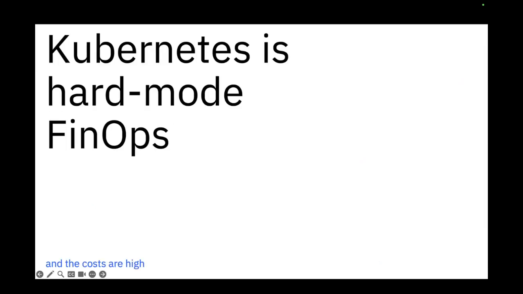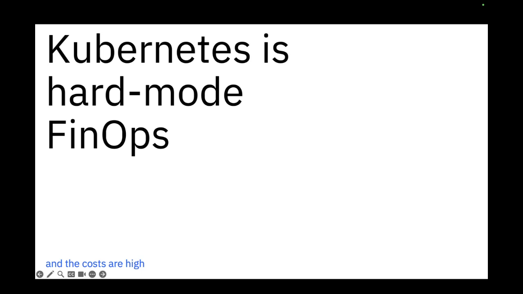And because of all these things, because of the volatility, the fact that I might have 2,000 containers today and 8,000 containers tomorrow, and it doesn't always just follow the sensible path of developing apps, increasing the size of those apps, adding customers, right? Because it's such a dynamic environment. I think Kubernetes is like hard mode FinOps, right? You've got the difficulty level turned all the way up on trying to do FinOps. And the costs are really high.